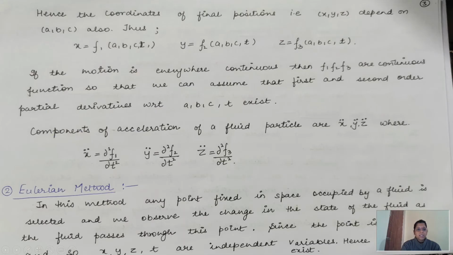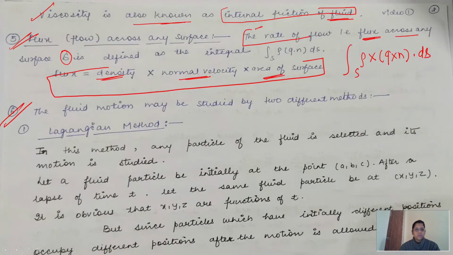Now these two definitions are very important: one is the Lagrangian method and the other is the Eulerian method. The fluid motion can be studied by two different methods. The first method is the Lagrangian method, and this is a very important method because throughout the chapter different derivations will be done with the help of the concept of the Lagrangian method.